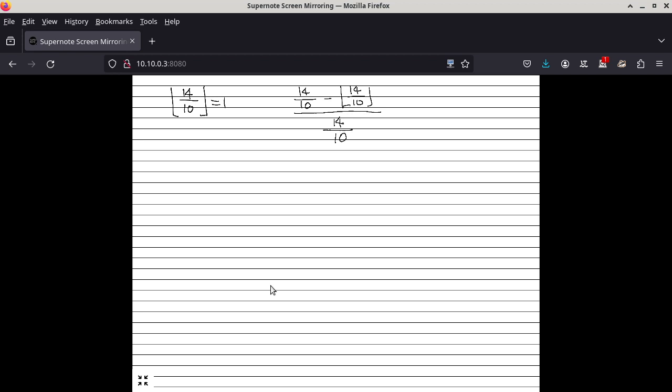Which is the difference between what you're supposed to get and what you're getting, divided by the value of what you're supposed to be getting, okay? So I think we can figure this out, right? Because 14 divided by 10 is 1.4, and the floor of 14 divided by 10 is just 1. So we are looking at 1.4 minus 1, and then the whole thing divided by 1.4. So that is 0.4 divided by 1.4.